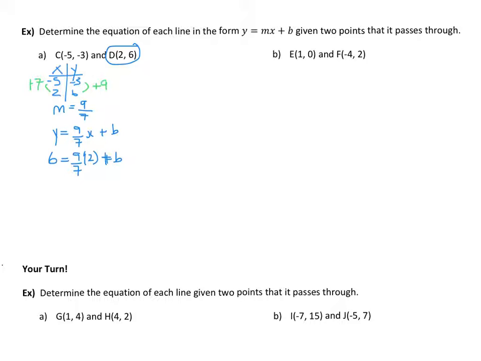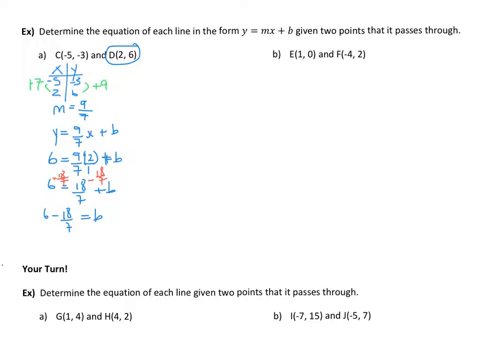All right, so 9 times 2, 2 is really 2 over 1. 9 times 2 is 18 over 7. So that's going to equal 18 over 7. And then I'm going to subtract 18 over 7 from both sides. So minus 18 over 7 from this side to get rid of it, but then I also have to take away 18 over 7 on the left side of the equal sign. So that's going to become 6 minus 18 over 7 equals b.